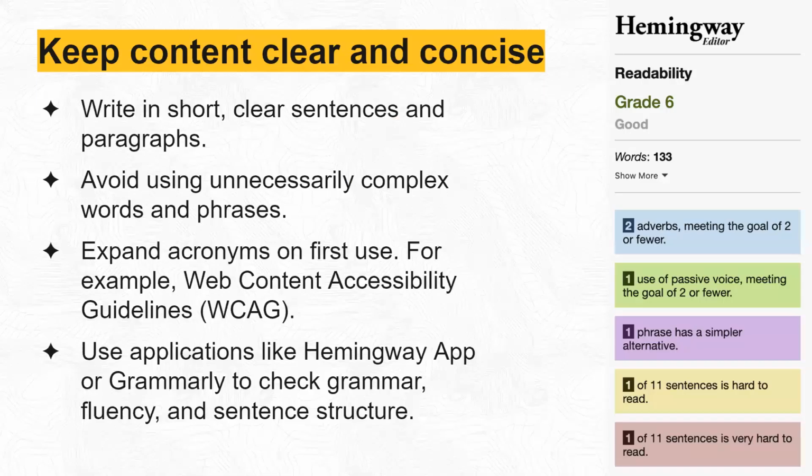And then a lot of visualizations often have writing to go along with them. So keep your content clear and concise, right? Ensure clear sentences and paragraphs. Avoid unnecessarily complex words and phrases. If you're going to use acronyms, make sure to define them on first use. So things like the Web Content Accessibility Guidelines, let people know that. Tools like Hemingway app and Grammarly can also be really great to check grammar, fluency, and sentence structure.